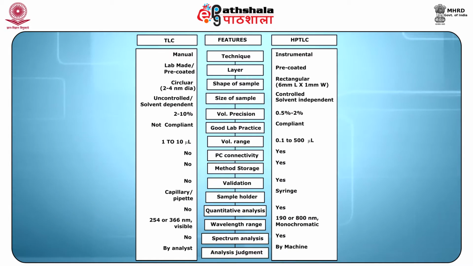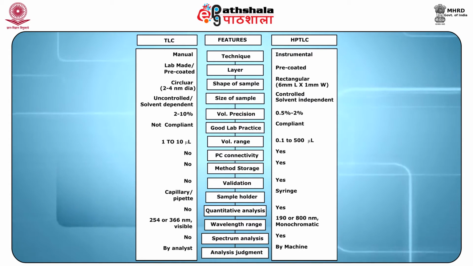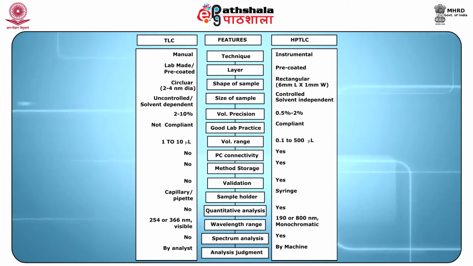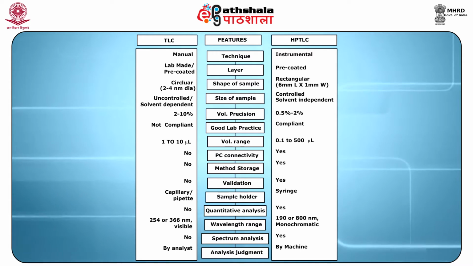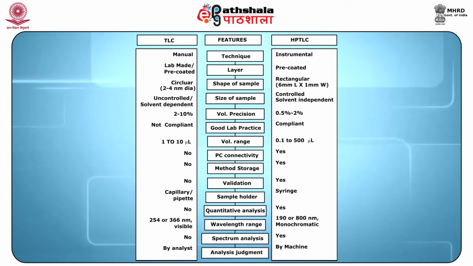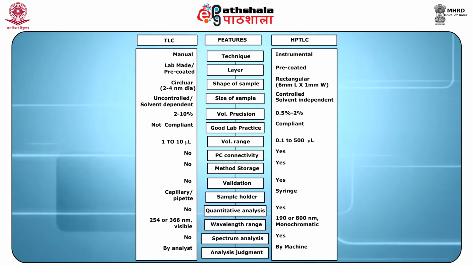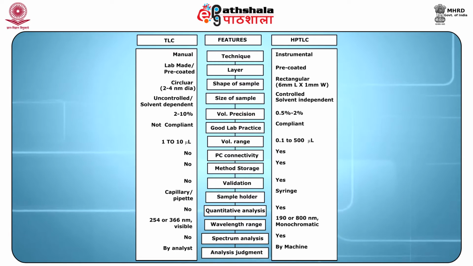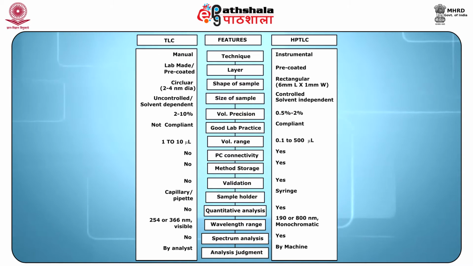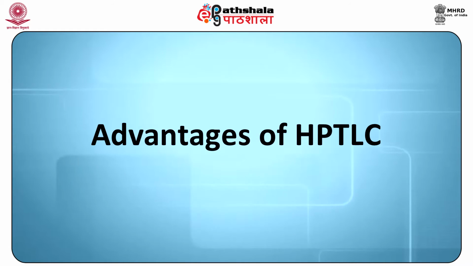The table compares HPTLC and TLC. Looking into the table of comparison, we can see the various parameters and features for which TLC and HPTLC have been compared. For example, technique: one is manual while the other is instrumental. Layer: it could be lab-made or pre-coated. Shape of the sample could be circular, here it is rectangular, and so many other parameters which have been described here.